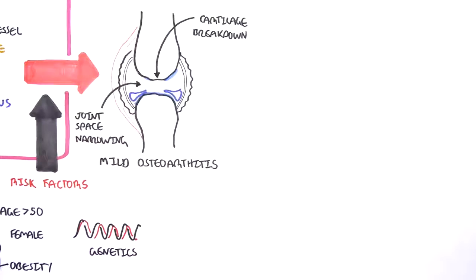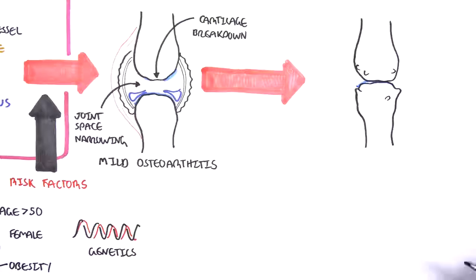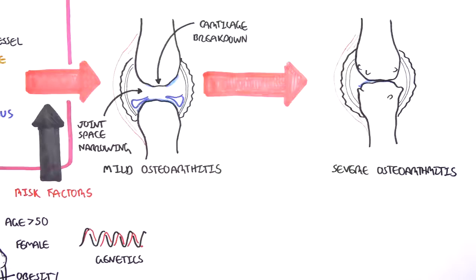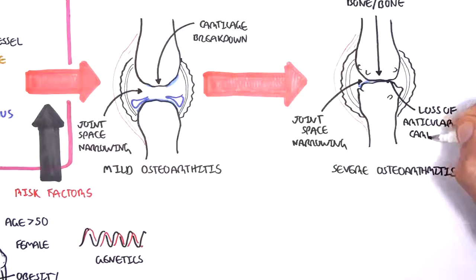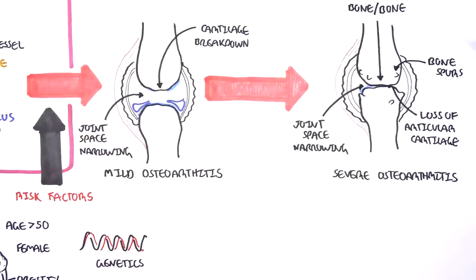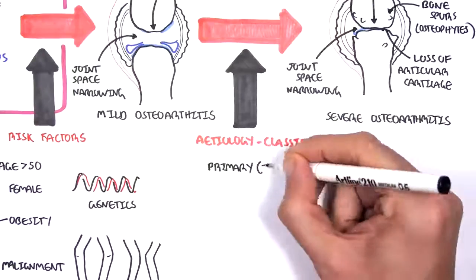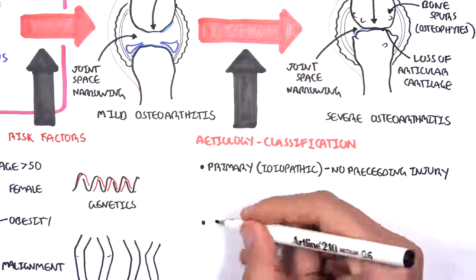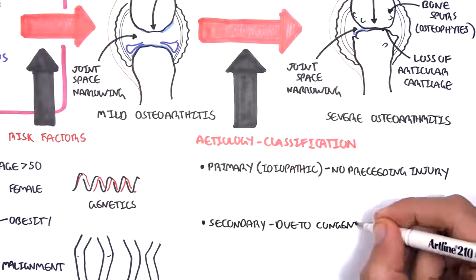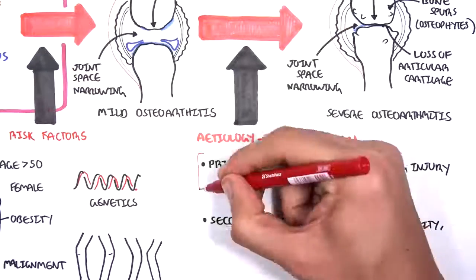Once mild osteoarthritis occurs, progression is inevitable and can be slow or it can be fast. Severe osteoarthritis eventually occurs. Here, you can have bone on bone, joint space narrowing, loss of articular cartilage, and formation of bone spurs called osteophytes. One way osteoarthritis is categorized is into primary osteoarthritis or secondary osteoarthritis. Primary osteoarthritis is idiopathic, where there is no preceding injury, and osteoarthritis is basically a result of old age and degeneration. Secondary osteoarthritis is different. It is usually due to something else. Examples include congenital abnormality, trauma, and inflammatory arthropathies.